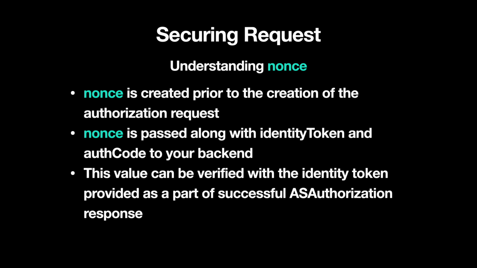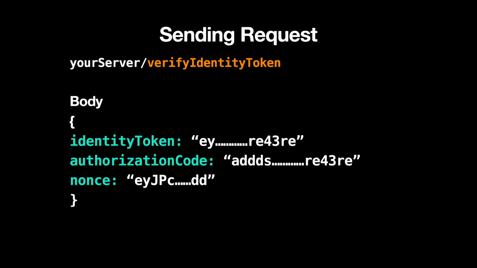So whenever we are sending the token, the auth code and the nonce, from our service the nonce will be picked, and from the identity token, once that is decoded, the nonce will be compared. If they are both the same, then it means there is no man in the middle attack and the request is successfully verified. So you can send the request this way. You can make a service at your end like verifyIdentityToken, and then you can send all three things in the body: the identity token, the authorization code and the nonce, all as strings.